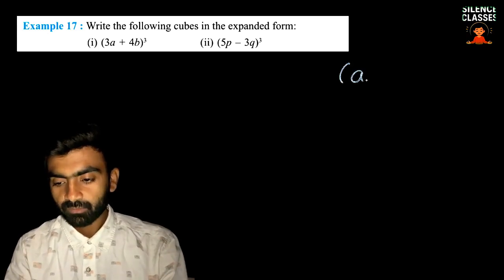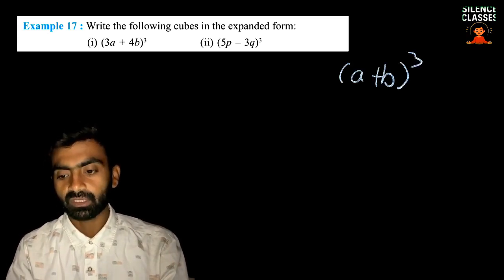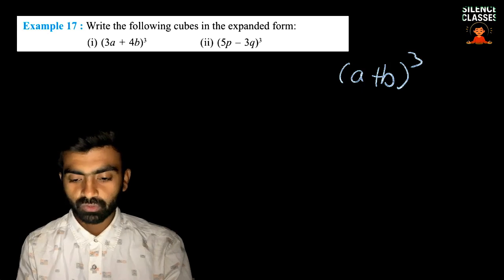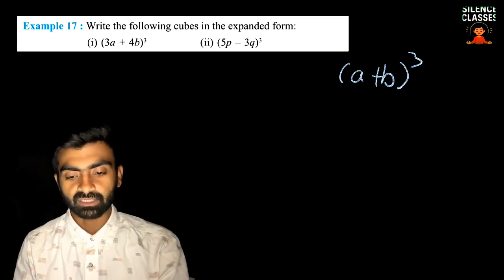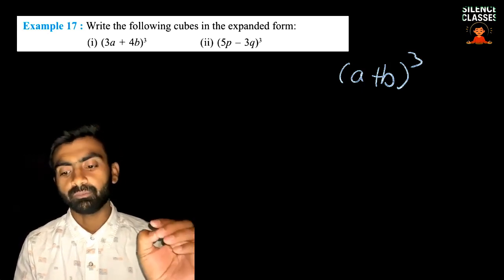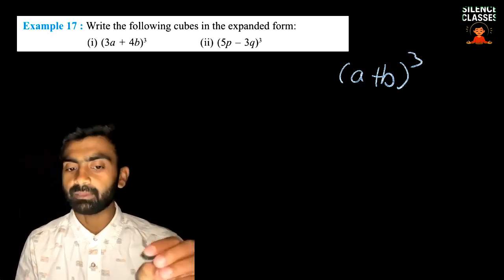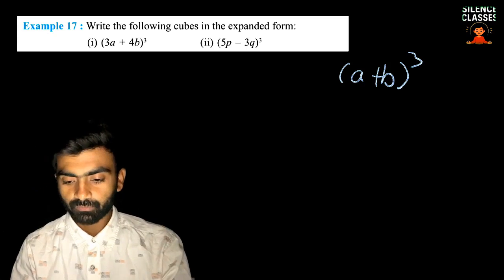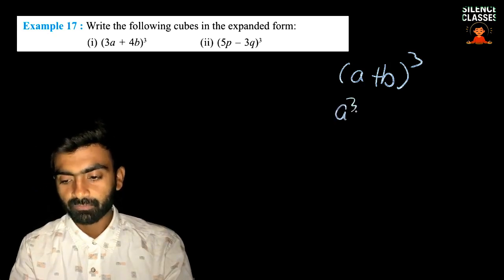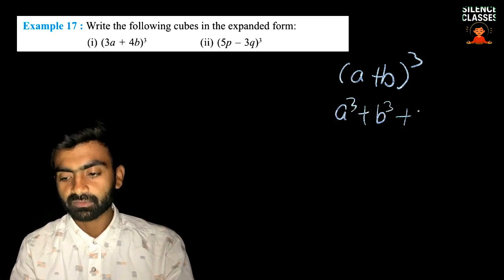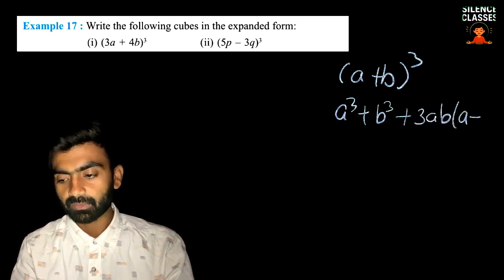Means a plus b whole cube. Okay, a plus b whole cube. Over here you will get the identity: a plus b whole cube equals a cube plus b cube plus 3ab times (a plus b). Okay, so I will write it down: a cube plus b cube plus 3ab (a plus b).